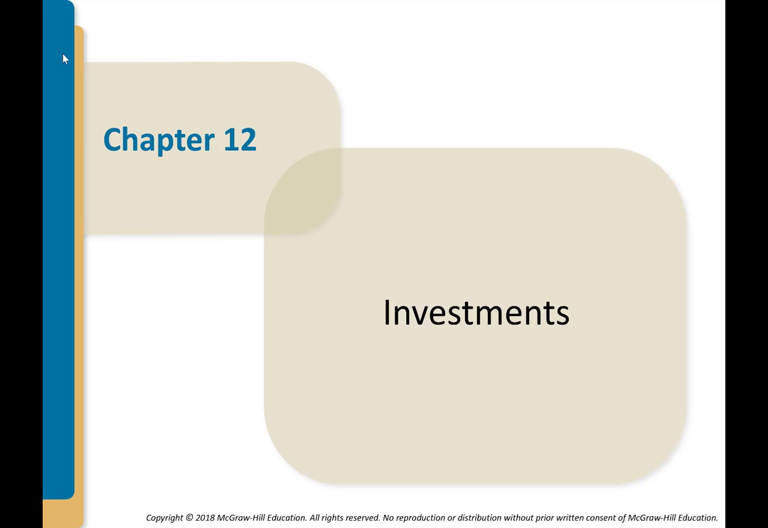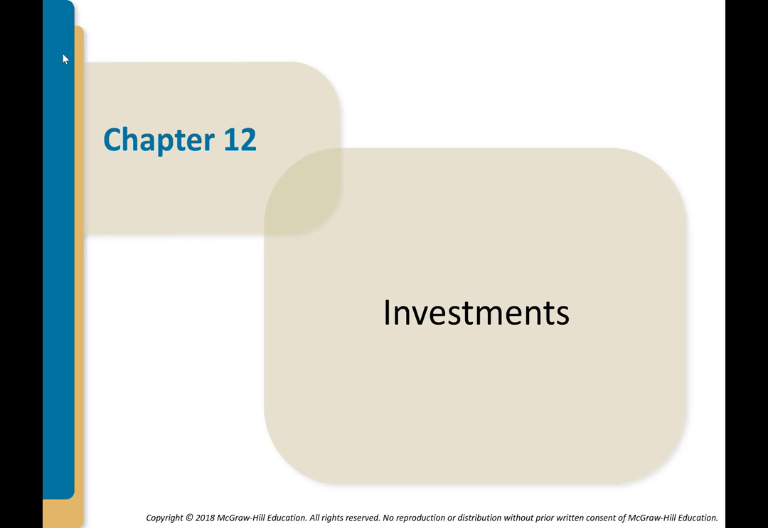Let's just go ahead and look at chapter 12. Okay, now as you can see, in chapter 12 we're talking about investments. And when we talk about investments that are made by companies, we're really limiting that discussion to investments in bonds, which we call debt securities, and stock, which of course are stock, right?